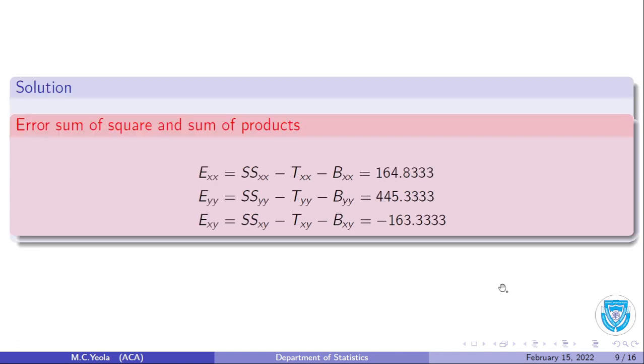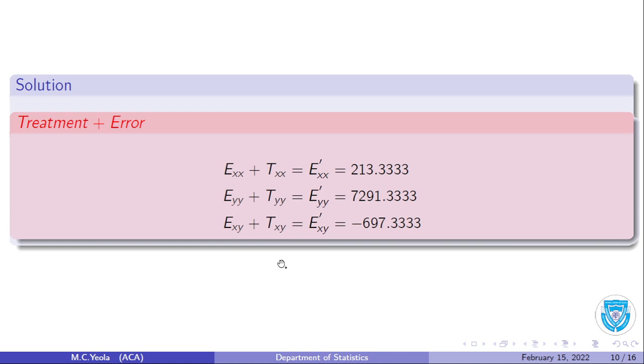It may be. Then how to get the error sum of squares and sum of products? The error sum of squares we obtain by subtraction: total sum of squares minus treatment sum of squares minus block sum of squares. All the sums we have obtained, so substitute the values and get this answer. Similarly for yy and for xy also, we'll get these values. It's very simple. All these sums we obtained in the previous slides, so use those sums and get these values as the error sums exx, eyy, exy.